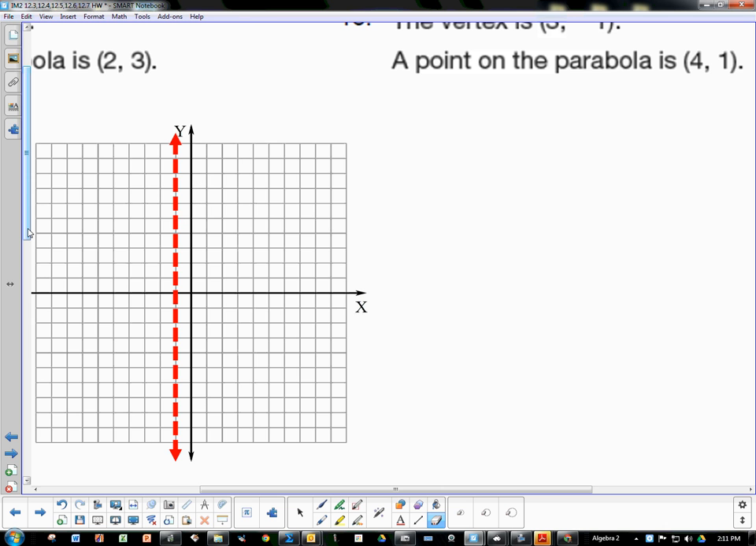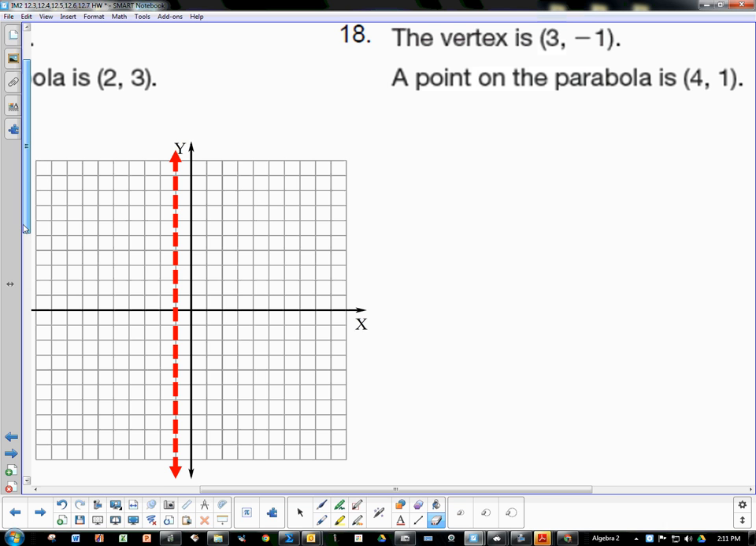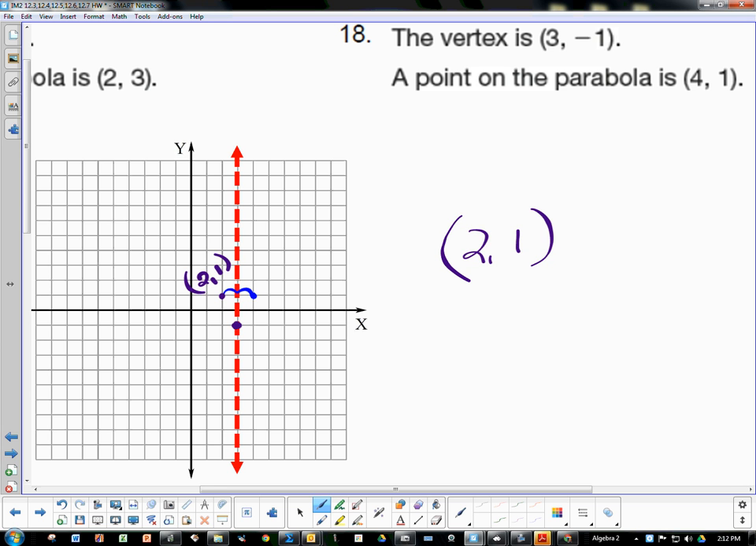All right, our next problem indicates that we are going to be seeking another point, but vertex is 3, comma -1. All right, so 3, comma -1. There's my vertex. Let's move this axis of symmetry over. And they've given me a point 4 comma 1. Here's 4 up 1. So all I have to do is go 1 in the opposite direction, and this point happens to be 2 comma 1. Right, so 2 comma 1.